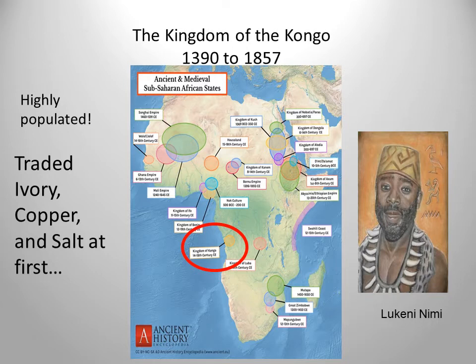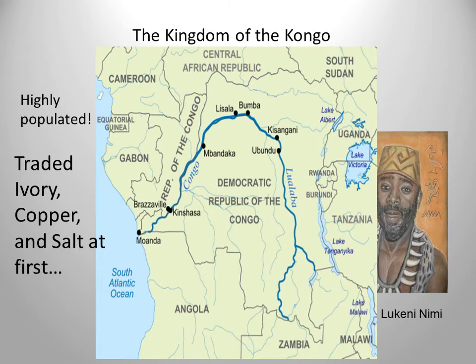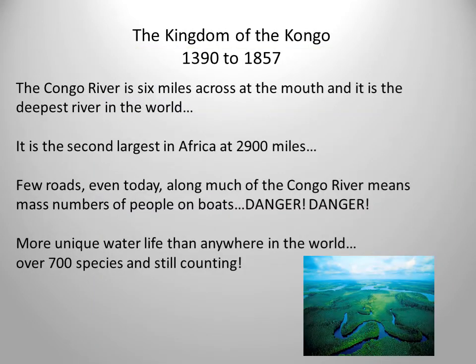So here's a map. Today, the Republic of the Congo and the Democratic Republic of the Congo are two different entities, but in the day of Lukenenimi, they were all just called the Kingdom of the Congo. So the Kingdom of the Congo is, of course, named after the Congo River, the river that gives this kingdom life. Yes, the river is spelled with a C, the kingdom is spelled with a K.